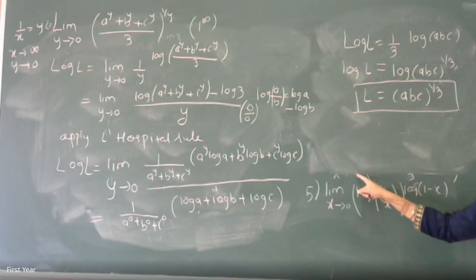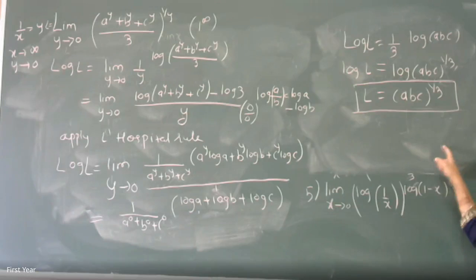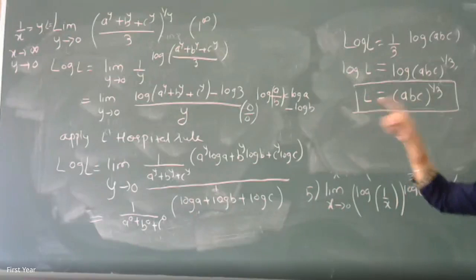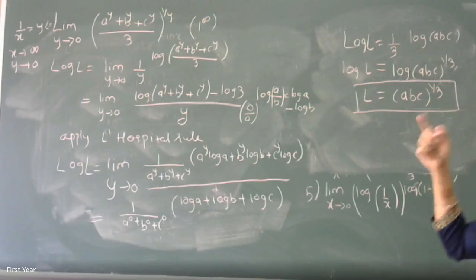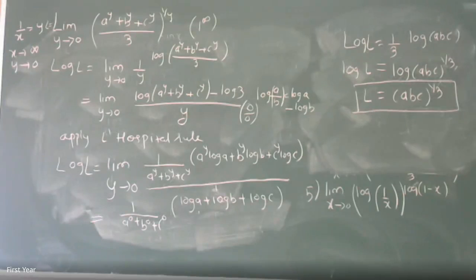If x is going to infinity, then the power should be a raised to 1 by x, b raised to 1 by x, c raised to 1 by x. If x is going to 0, then the question will be a raised to x plus b raised to x plus c raised to x upon 3, raised to 1 by x. Is it okay? Yes, ma'am. Clear, everyone? That's the difference. Both questions can be asked.